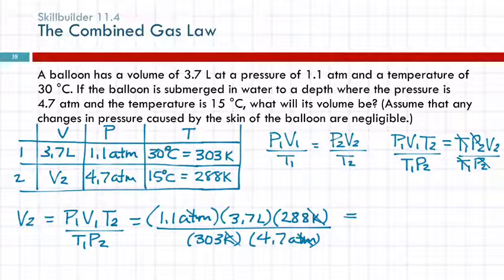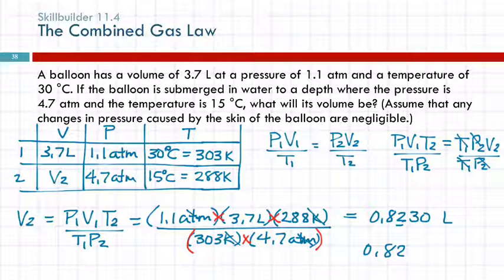So in terms of the calculator, I'm going to multiply by the tops, and I'm going to use parentheses here when I multiply the bottom. So 1.1 times 3.7 times 288 divided by parentheses 303 times 4.7, close the parentheses, equals. This time we've got 2 significant figures, 0.8230 liters, 0.82 liters. Any questions?